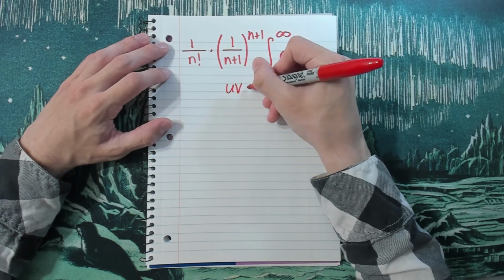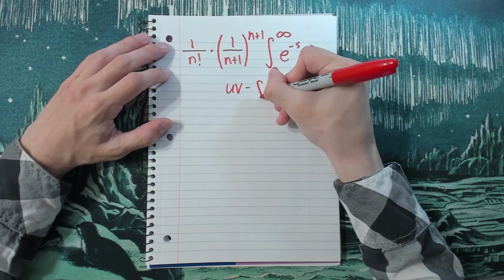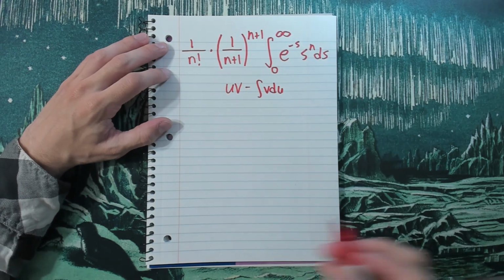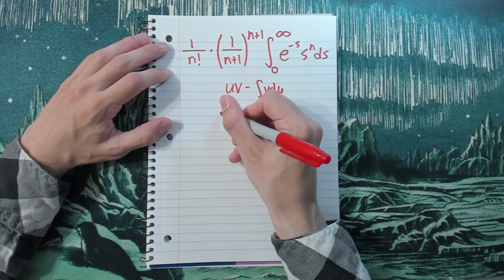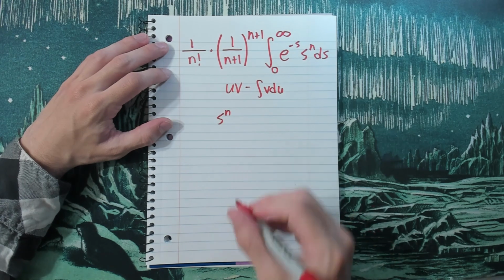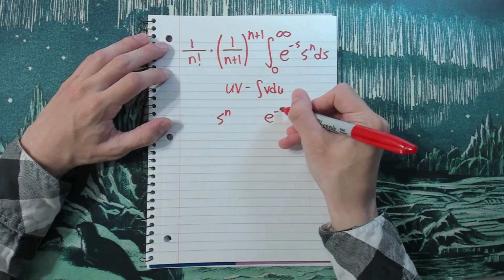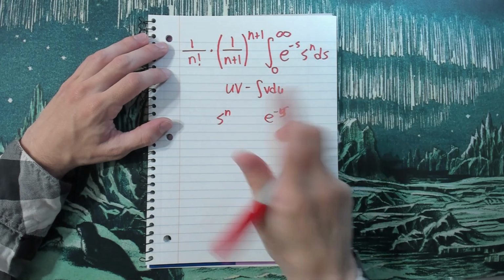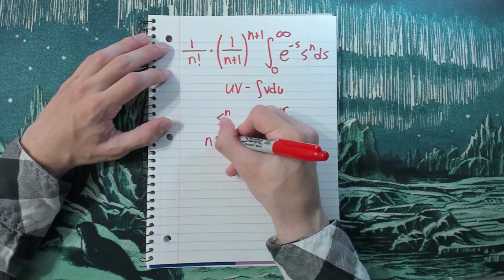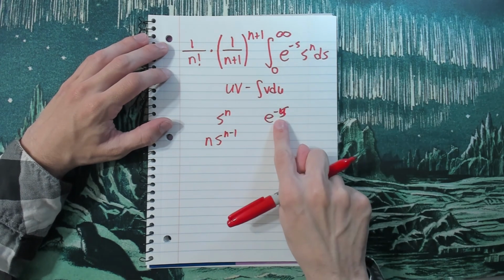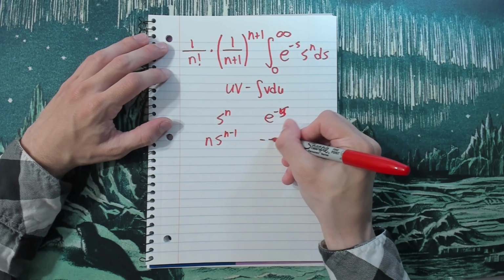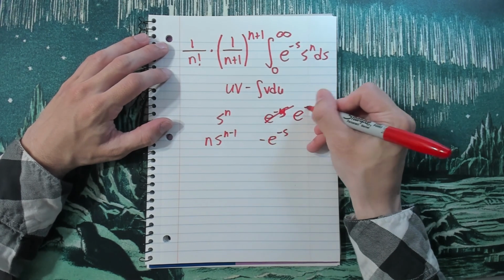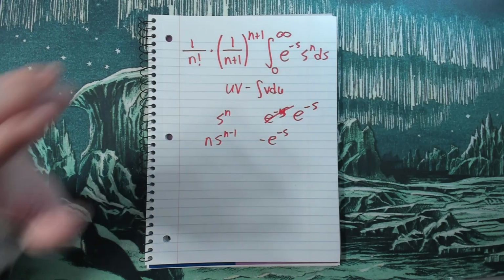So remember, integration by parts, ultraviolet VDU. So the way I'm going to do it is I'm just going to write my derivative column on this side and my integral column on that. That's supposed to be an s. So the derivative of this is going to be n times s to the n minus 1. The integral of this is going to be negative e to the negative s, right? I'll just rewrite that. That's e to the negative s. That looks a little better.